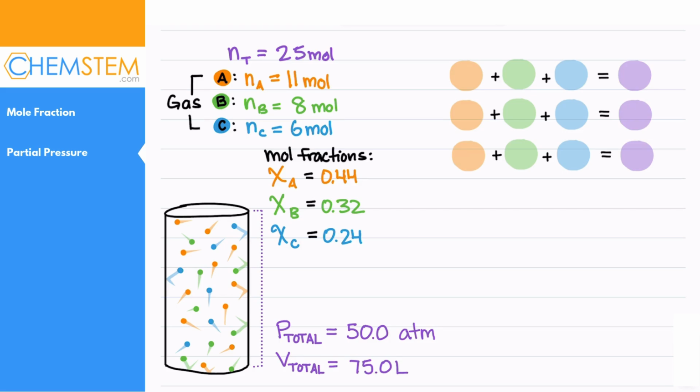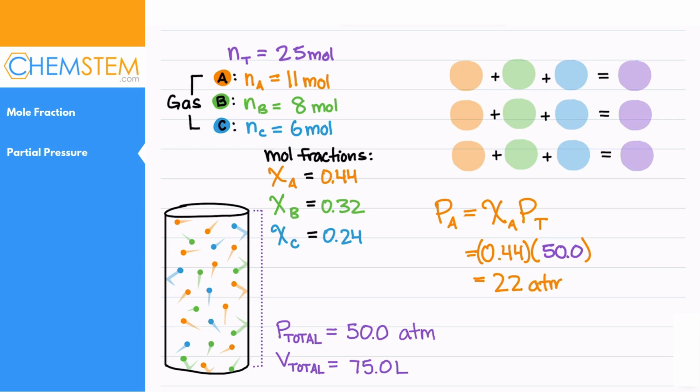So if we think about how to calculate the partial pressure of gas A, P subscript A, that's going to be the mole fraction of gas A times the total pressure. So let's do that. It would be 0.44 for the mole fraction for gas A times the total pressure of 50 atmospheres. And when we do that, we're going to get the partial pressure of gas A, which is 22 atmospheres.